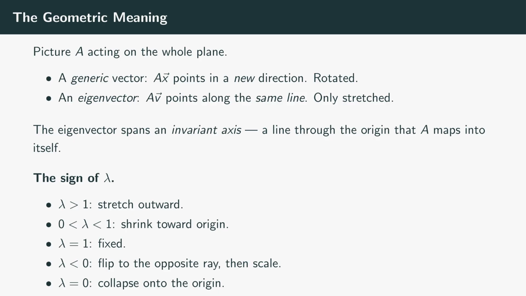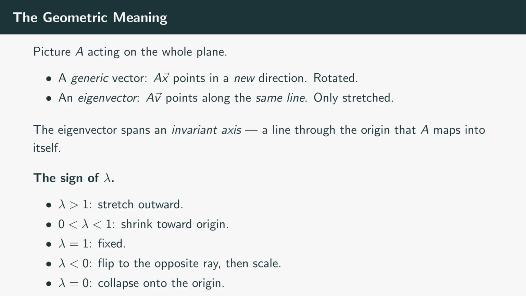But take an eigenvector v. When you apply A, the output A times v lies along the very same line that v did. It did not turn at all. It only grew longer, or shrank, or flipped end for end. So an eigenvector marks an invariant axis, a line through the origin that the matrix maps right back onto itself. The eigenvalue tells you exactly what happens along that axis.